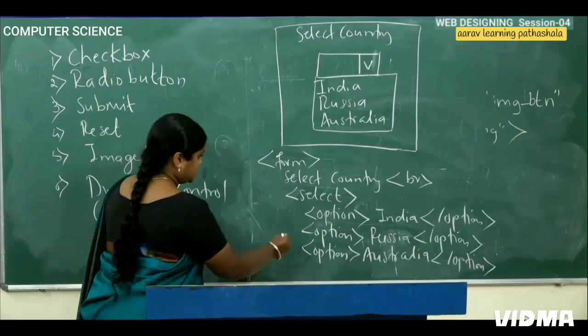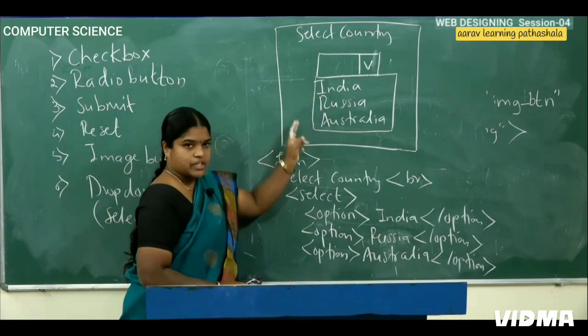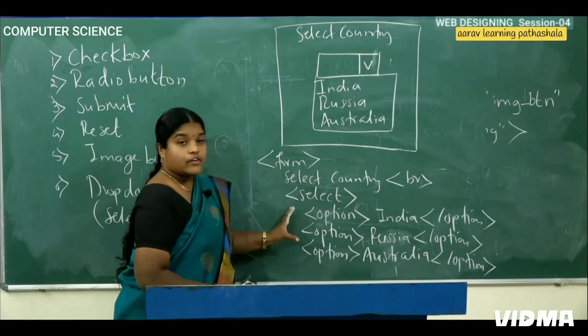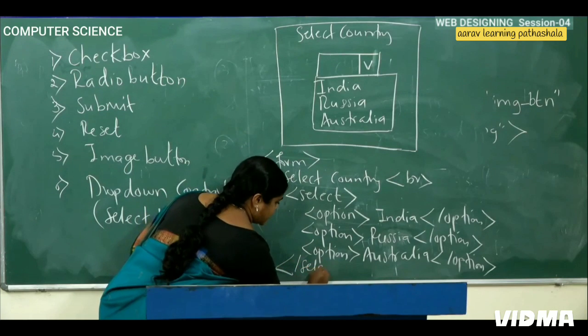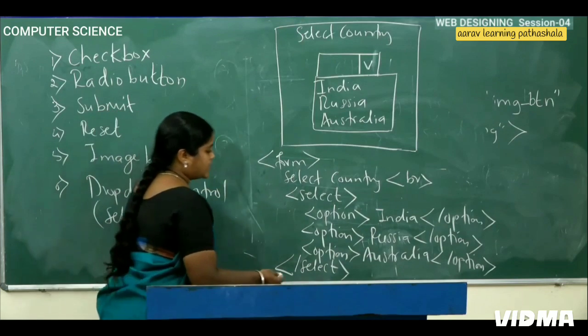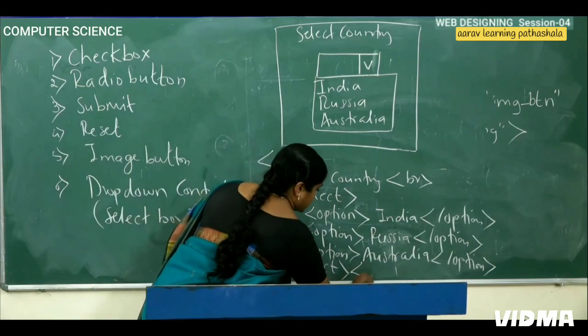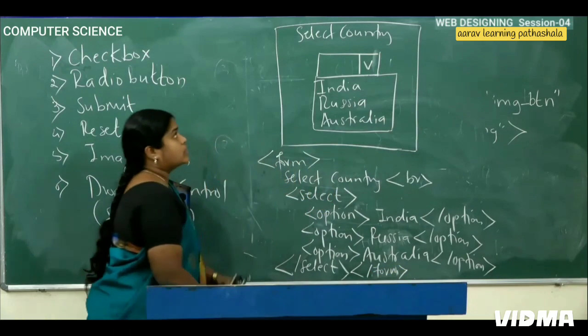Now all the options that are present in this drop down are mentioned here. So finally we have to close the select tag. So /select, and we have to close the entire form tag. So here we have to mention it as /form. I hope it is understood.